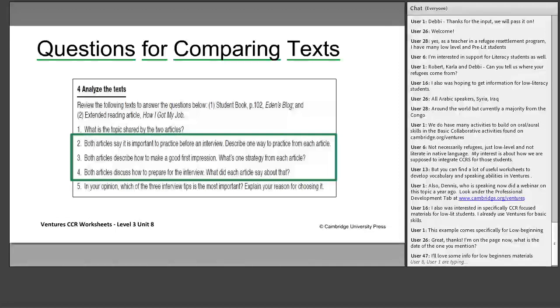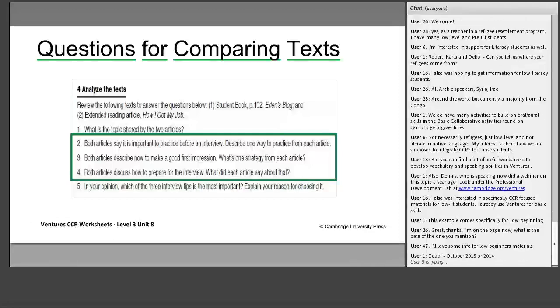The next 3 questions are detailed questions that draw from both articles. For example, look at question 2. Both articles say it is important to practice before an interview. Describe one way to practice from each article. Again, these detailed questions are more difficult than they were at the beginning level, where students just had to choose between 2 possible answers.